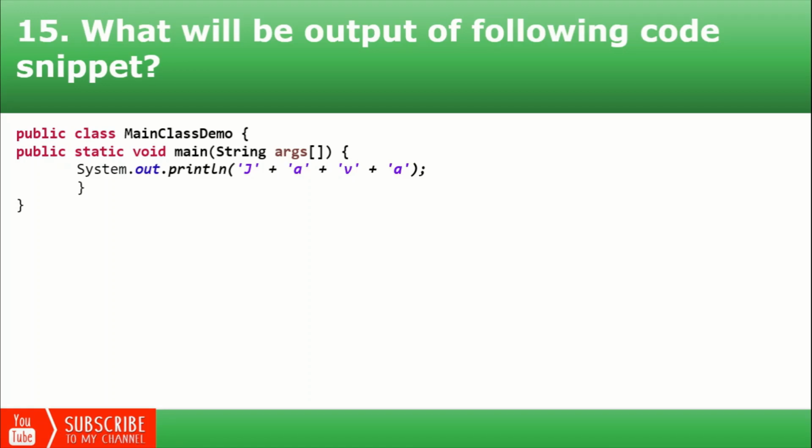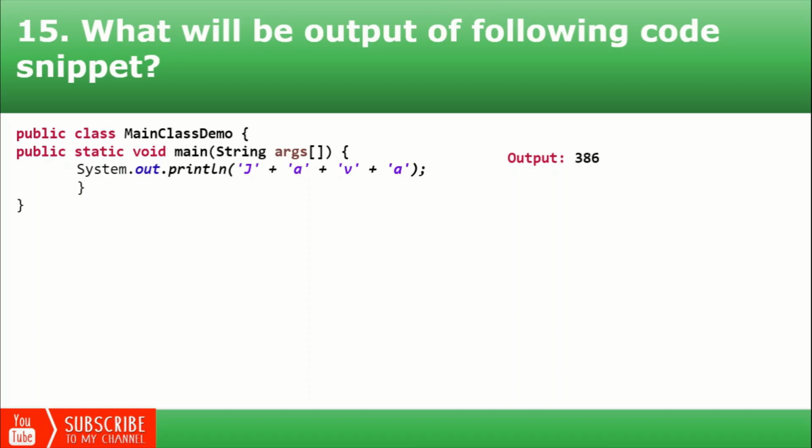This is one of the tricky questions because straight away we will think it's a plus sign, so we'll try to concatenate all these characters and say it will print Java on the console. But on the other hand, the output will be totally different. Let's see what the output will be. The output for this statement will be 386.